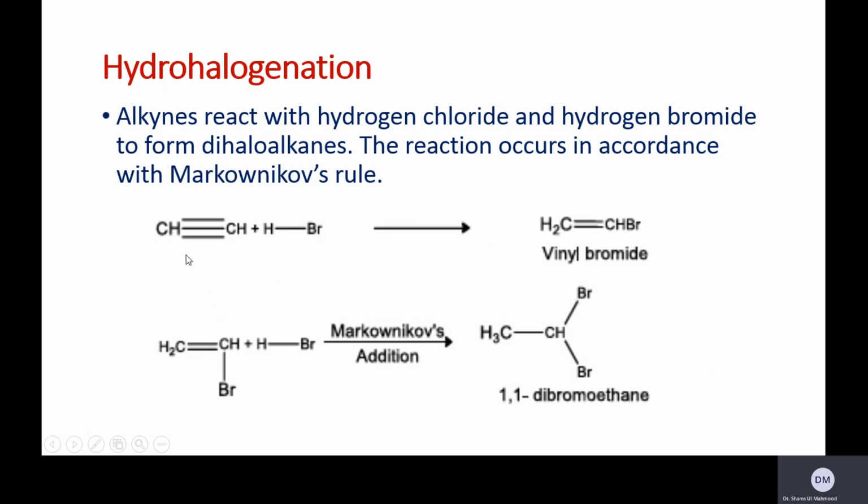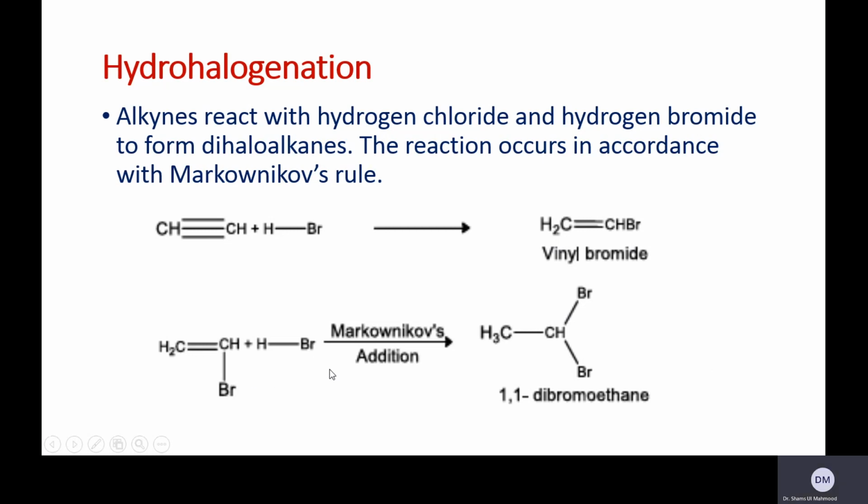So in the first step, this is the ethyne. We have the HBr. So hydrogen goes to one carbon, Br goes to the second carbon, and the triple bond changes to the double bond. So first, this is the intermediate that is called the vinyl bromide. And we know this double bond will change to the single bond. So there is another molecule of HBr which will add into this vinyl bromide.